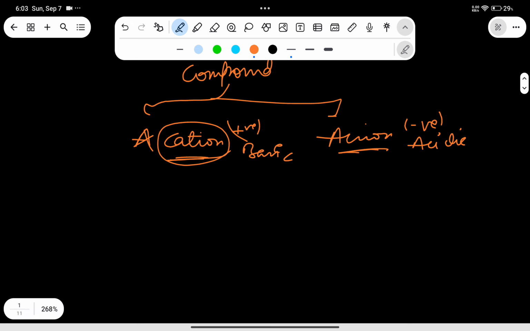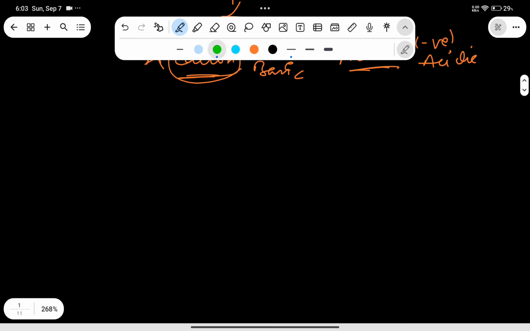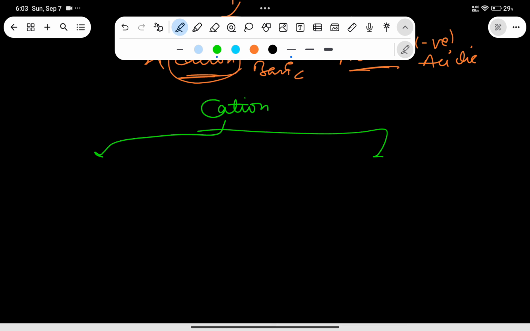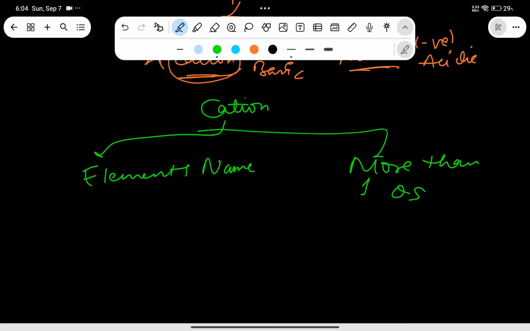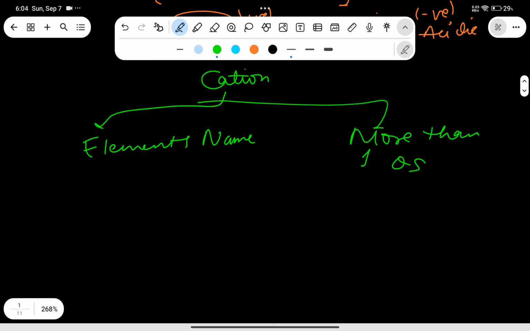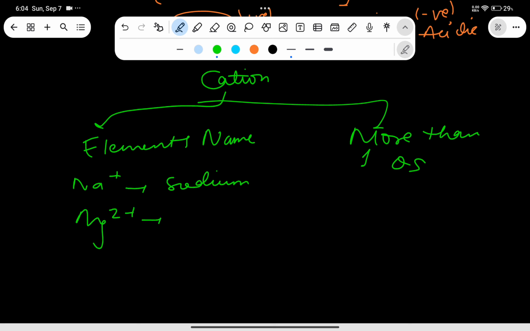Alright, so this was the very basic thing that I wanted to cover. Now if you want to name a cation, you have to have knowledge of two points. The first one is the element's name. The second one is whether or not the element has more than one oxidation state. For example, if the cation is Na+, you can just name it by its name, which is sodium. If the cation is Mg2+, you can just name it by its name, which is magnesium.